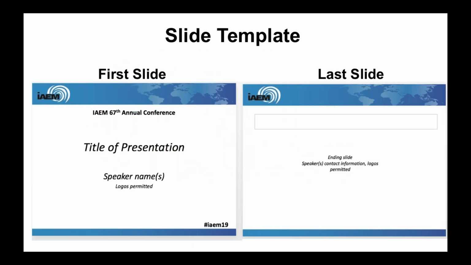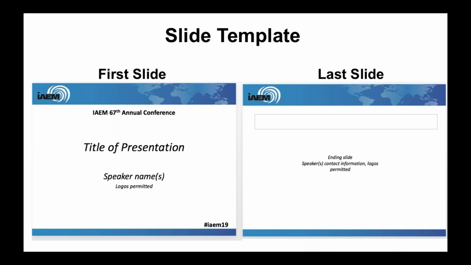New this year, IAEM will provide all selected speakers with a slide template to use. Logos will be allowed on the first and last slides of your presentation only. The first slide, as you can see here, you will insert the title of your presentation and the speaker's names. The last slide will have all your contact information to allow the audience to reach out to you after your presentation. The slide template is required to be used by all selected speakers.